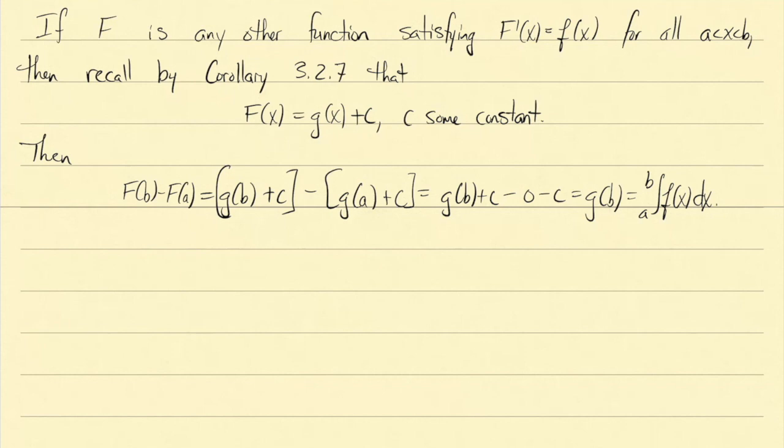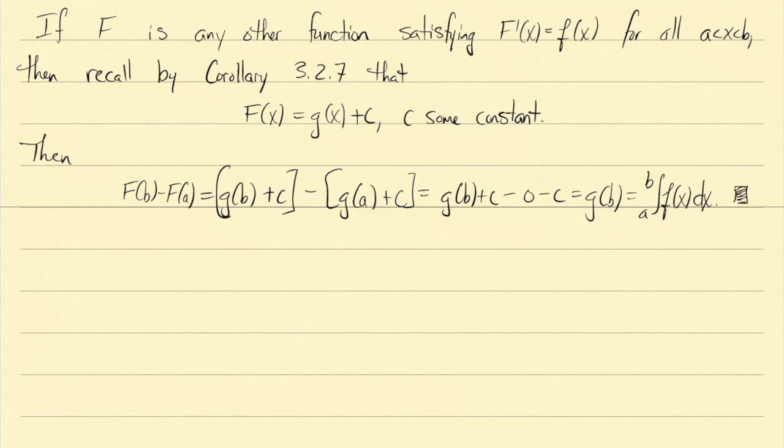F of a is g of a plus that same constant. So since g of a was 0, that's the integral from a to a of f, the two constants will cancel out. We're left only with g of b, and that's the same thing as the integral from a to b of f. And we're done.